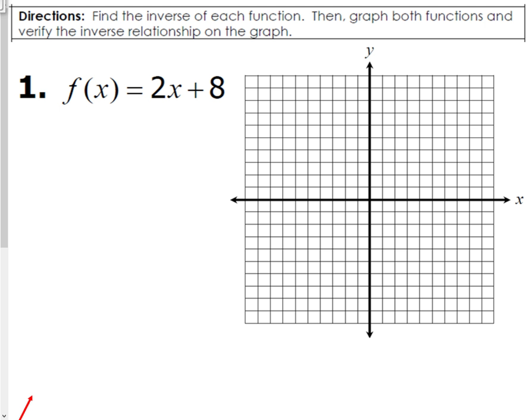Let's look at a linear example, a straight line here. So if I have a function, I'll go ahead and continue letting my functions be blue. I've got this function, f of x, or you can think of it as y if you like, equals 2x plus 8. Well, that's a line, it has a slope of 2 and a y-intercept of 8. Let's find its inverse. First thing we want to do is switch the x and the y.